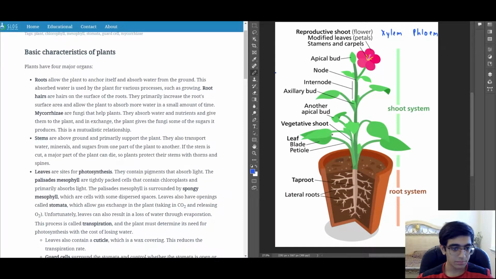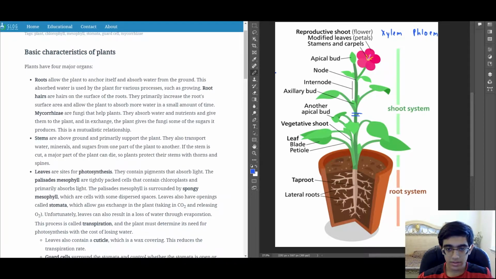So if the stem is cut, like if the stem is cut here, now everything above, so all of this whole part of the plant will die. There's no water, there's no nutrients that can get to that part of the plant, so that whole part of the plant would die.